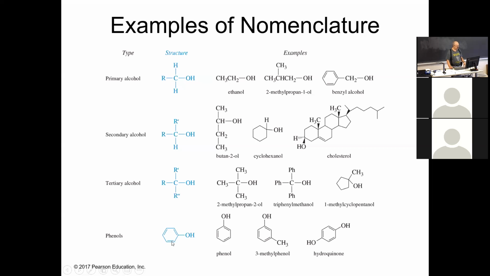Here we have phenols. If phenol is the parent compound, the OH is automatically on carbon number 1. Phenol is a functional group, and it is the name of the simplest member of that functional group. So this one becomes 3-methylphenol. This one is commonly called hydroquinone. Systematically, it would be benzene-1,4-diol. We'll talk about diols in a few minutes.